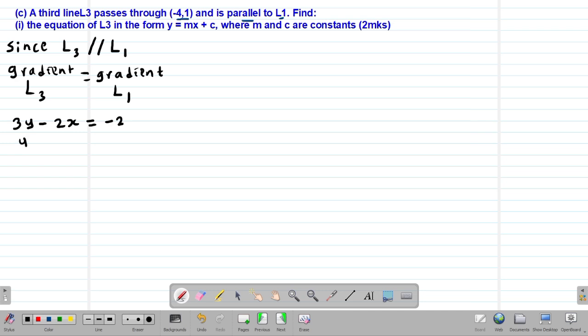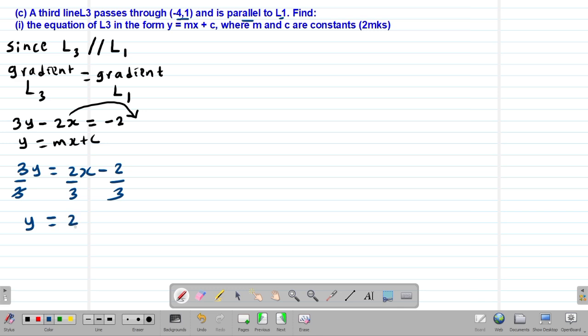To find the gradient, we'll express it in the form y equals mx plus c. To achieve that, I'll take this term to the right hand side so that 3y will be equal to positive 2x, then minus 2. Then I'll divide through by 3, so that the 3 and 3 can cancel out. So y is equal to positive 2 over 3x, then minus 2 over 3. So clearly it is in the form y equals mx plus c.